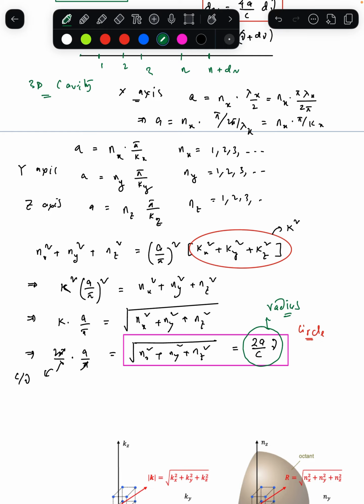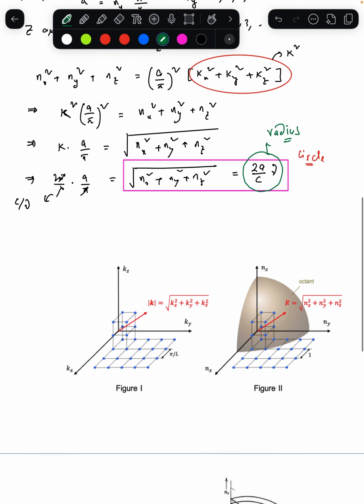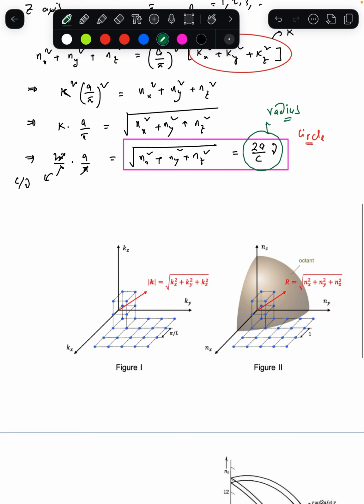Now if you look at this in a diagram, the diagram will look like this. Look here, they are forming a grid kind of structure. As you can see, this is along the x-axis, y-axis and z-axis. Different values of nx, ny, nz are chosen.